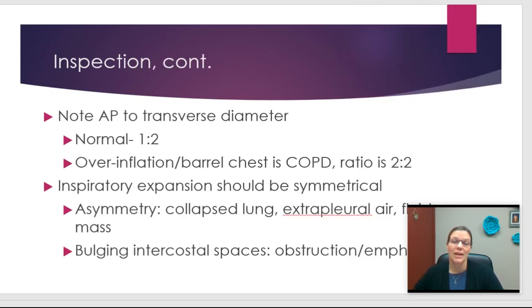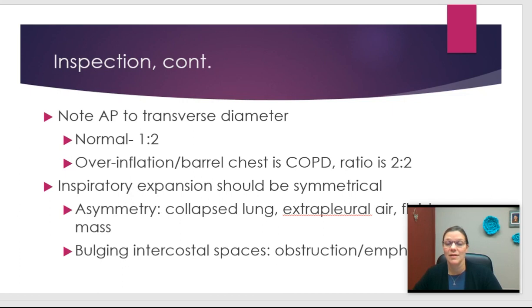You need to note the AP, or antero-posterior to transverse diameter. Normal is 1 to 2, which means for every 1 inch of depth of the chest, there should be 2 inches of width. The overinflation or barrel chest indicates COPD, and the ratio, the antero-posterior to transverse diameter relationship in a patient with COPD is typically 2 to 2. Inspiratory, that just means that it's as deep as it is wide. Inspiratory expansion should be symmetrical.